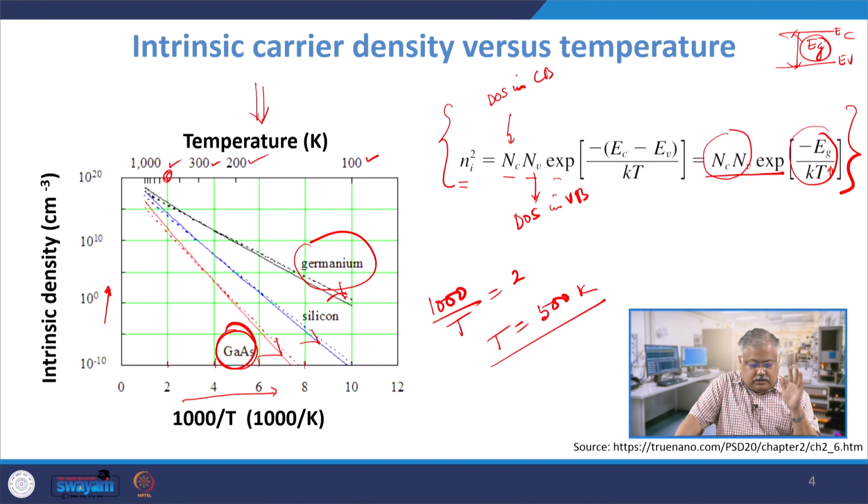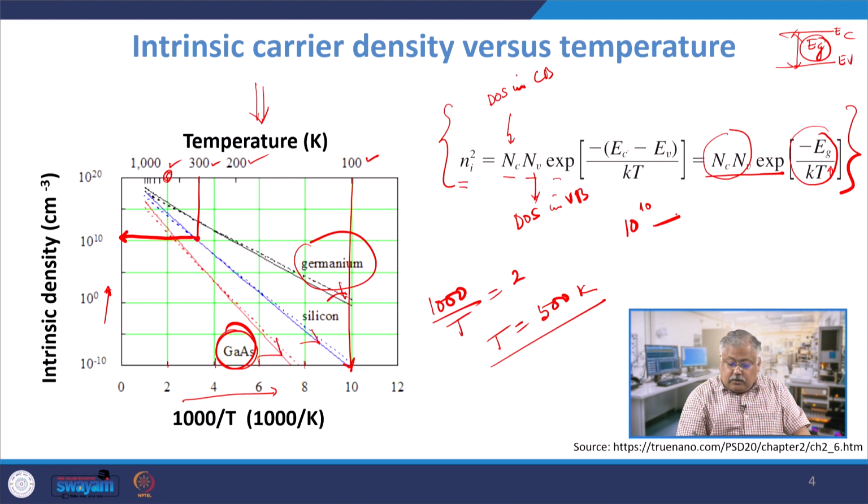I will give an example. Let us take 300 Kelvin. If you look at silicon at 300 Kelvin, the intrinsic carrier concentration is basically 10 to the power 10 per centimeter cube. If you bring it down to 100 Kelvin, then it is somewhere around 10 to the power minus 10. So, it has gone from 10 to the power 10 to 10 to the power minus 10, right.